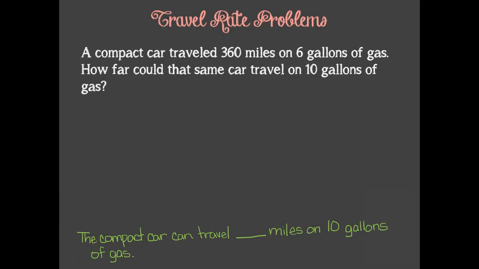When rereading the problem, we identify the important information we need to solve the problem. We are told that the car can travel 360 miles on 6 gallons of gas. That could look like this. Each of the units in this bar model represents 1 gallon of gas.